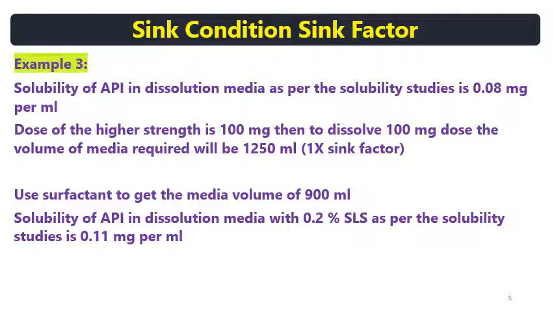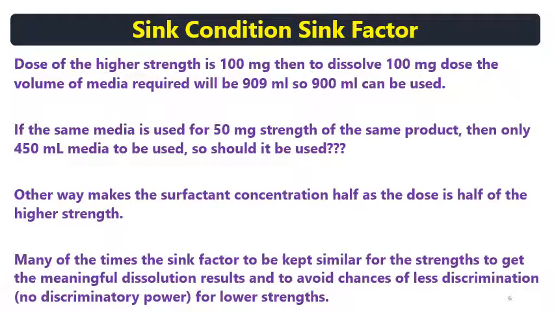Solubility of API in the dissolution media with 0.2% SLS, as per the solubility studies, is 0.11 mg per ml. You have used the surfactant and increased the solubility. If the dose of the higher strength is 100 mg, then to dissolve the 100 mg dose, the volume of media required will be 909 ml. So at that time you can go for 900 ml media. It will also give you the 1x sink factor.